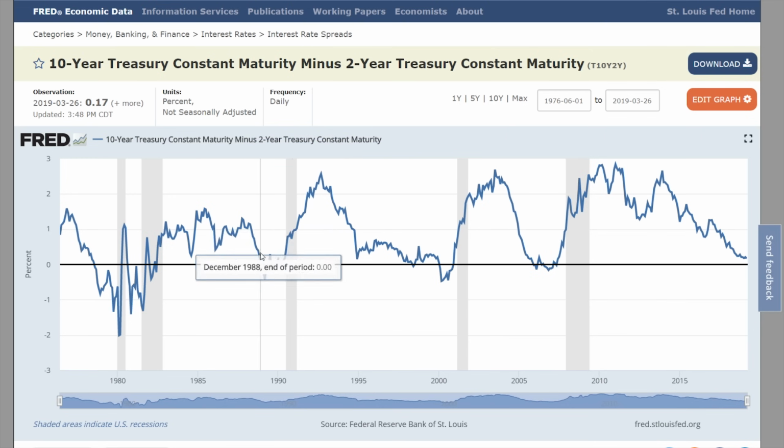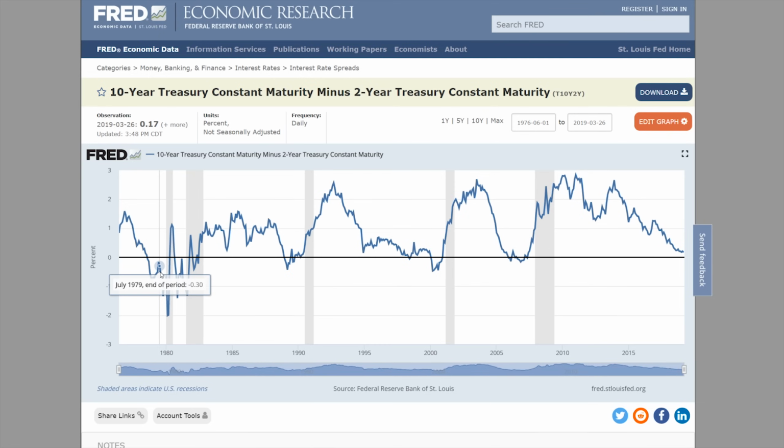Then you go below this line here, and that means it's inverted. This horizontal line at 0 is the point where it inverts. When it goes below here, that is a yield curve inversion, where the short term is paying a higher interest rate than the long term.